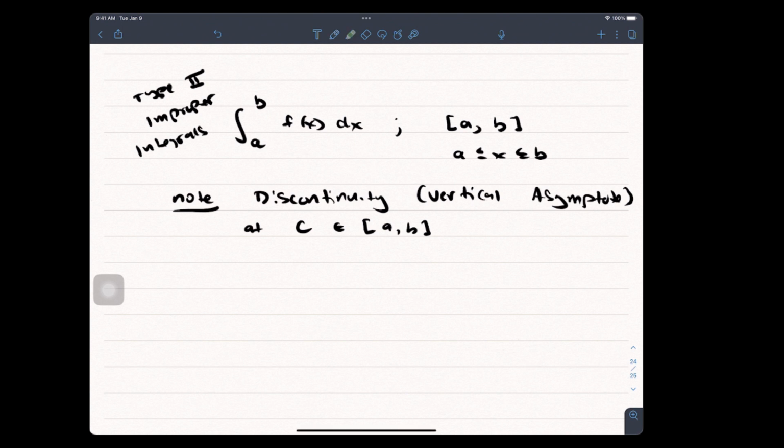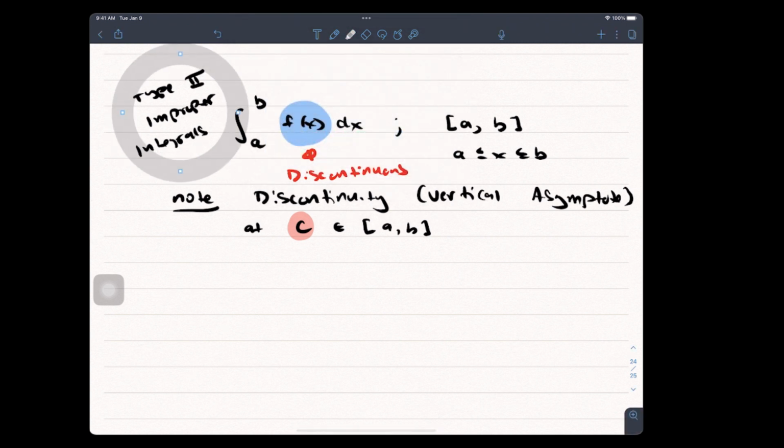Okay, so your function is not continuous over the interval. So this has a discontinuity there. Vertical asymptote, really. And it's discontinuous for some point c in your interval a, b. Okay? This is going to be a type 2 improper integral. All right?